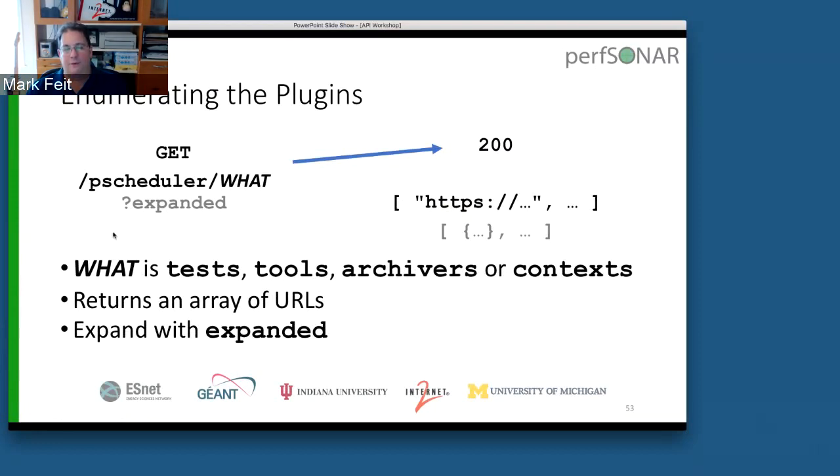The way you can ask for a list of a particular type of plugin, and this is what underpins the command line interface trick I showed you before, is you just get pScheduler/ what, and what is going to be either tests, tools, archivers, or contexts, depending on which list of plugins you want to get. This returns an array of URLs that are endpoints for each plugin. And as usual, because this is a standard thing, you can also expand those with the expanded keyword.